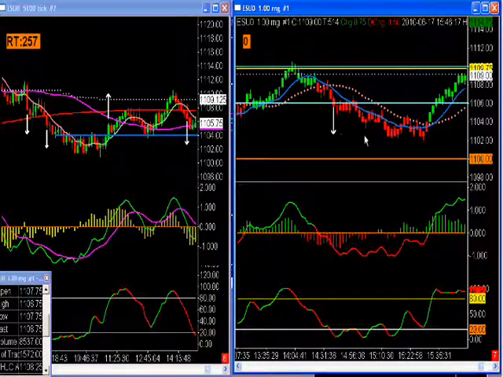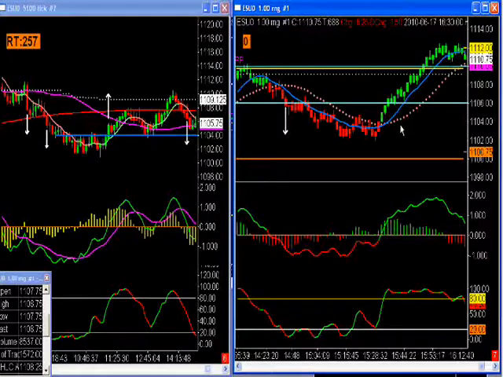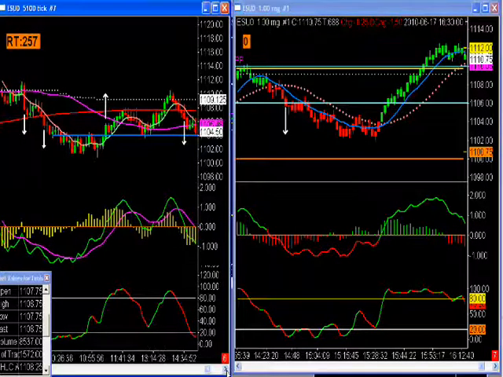So you can take that expecting to get back down to the previous area of support, which would be in this general area here at 1102. And that's right around where you get to. This is after 3:30. If you're trading after 3:30, great. It sets up, it works out.